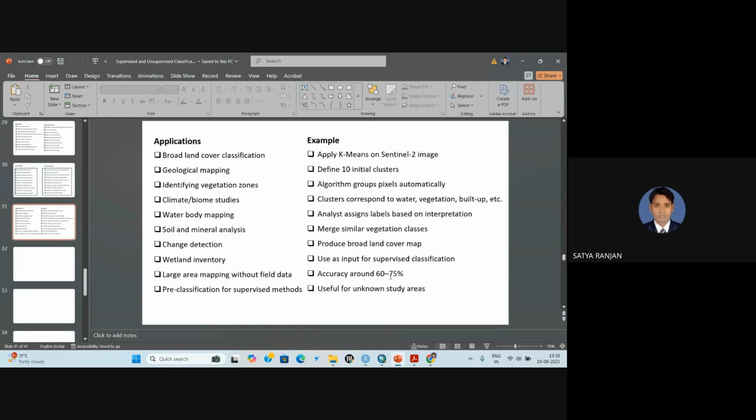So this is about supervised and unsupervised classification techniques. We will later give some examples of supervised and unsupervised using some satellite data. If it is possible, then we will try in R programming or any other software.